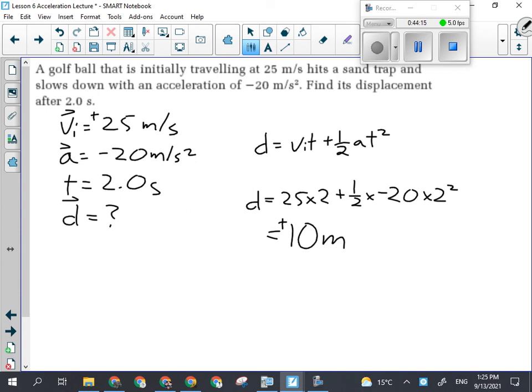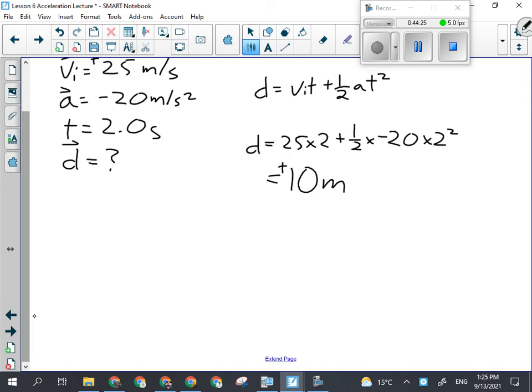Okay, does this one look like it might be a little trickier to manipulate? It can be. But let's have a look at how we would manipulate it. All right, let's say I want to solve for VI. What would I move first if I'm solving for VI? And I'm thinking here of moving a group. Yeah, the 1/2 AT squared. That's what I would move first.